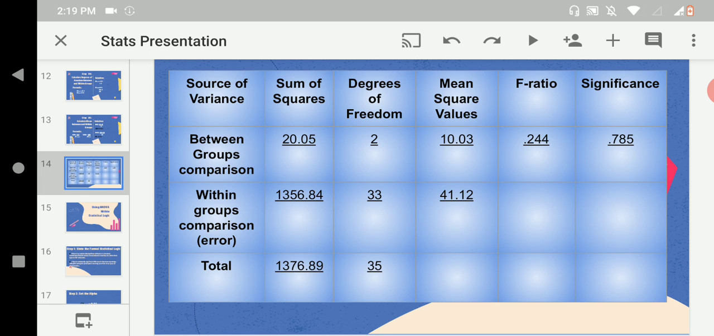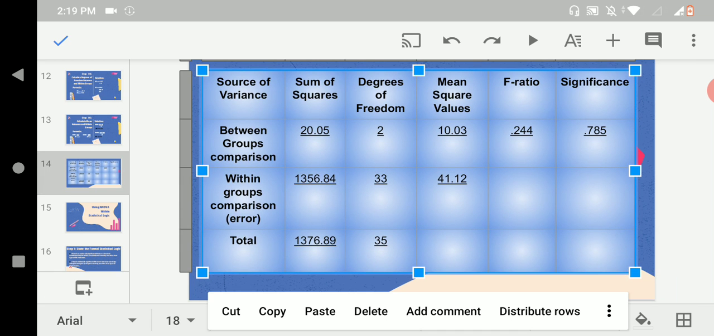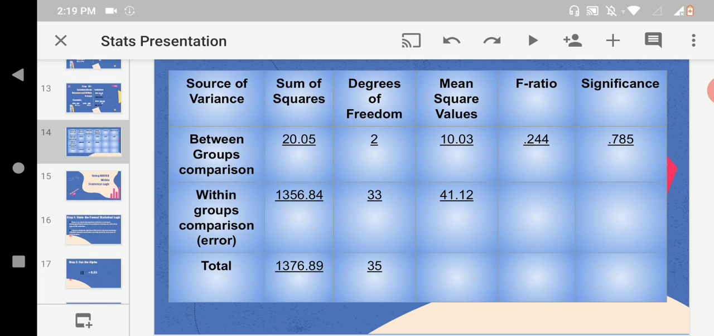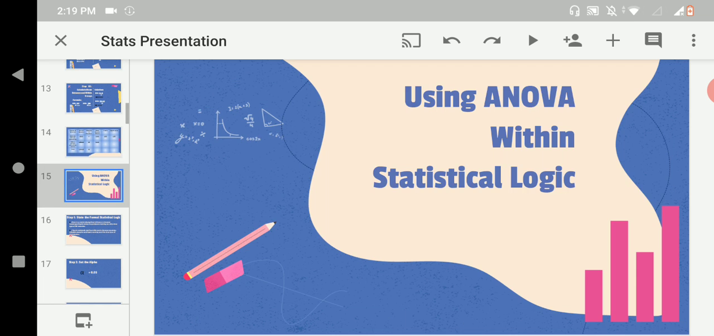So we already calculated the sum of squares between groups, the sum of squares within groups, and the total, the degrees of freedom between and within, and the mean of squares between and within groups. Later on, we will be discussing the F ratio and the significance. Now, we will be discussing using ANOVA within statistical logic.